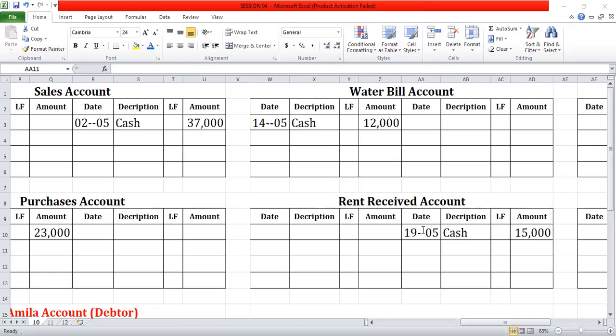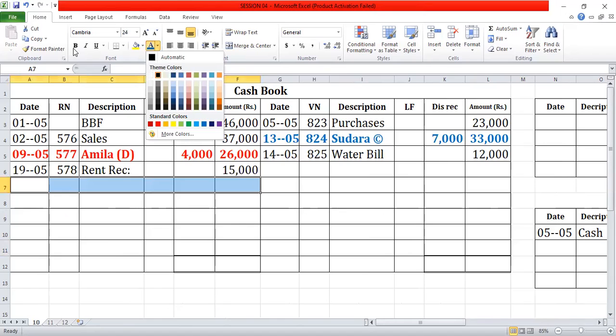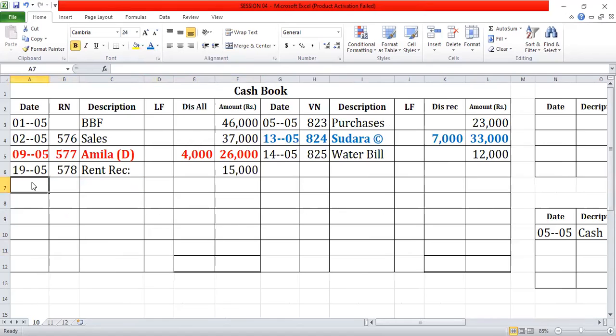And we are moving to the next transaction, which is on 22nd of May. Again, it is a receipt from a debtor, Tarak. I'm going to write it with the red color. The date is 22nd of May. 579 is the receipt number. We have received cash from Tarak.